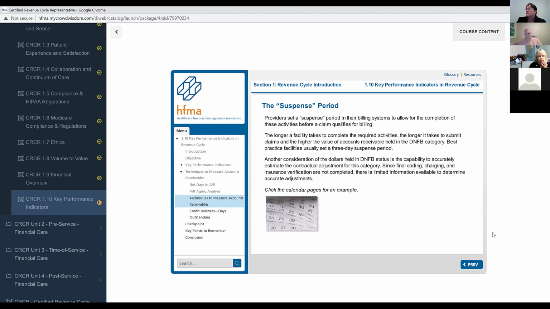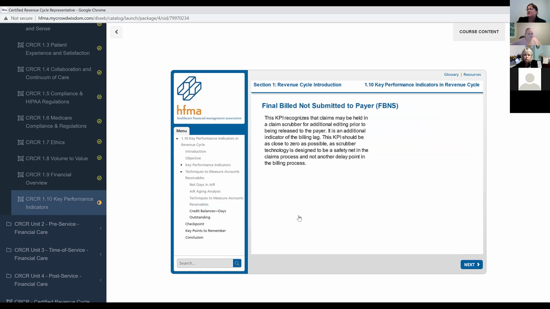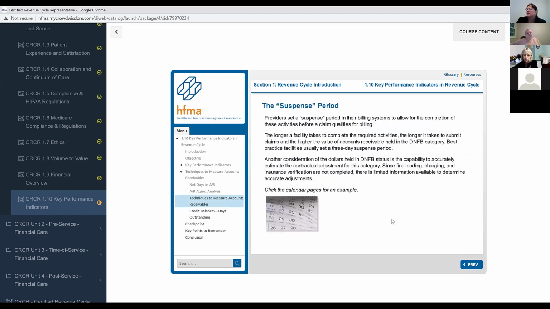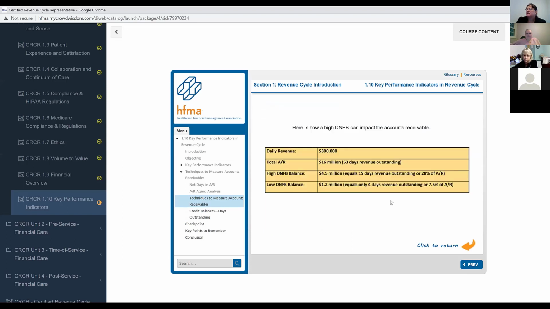I don't know if you had to go into the calendar pages table or whatever, but it's looking at what your percentage of DNFB is in relation to your accounts receivable. And again, the higher the percentage, the worse, and you should keep that number as reasonable as possible.